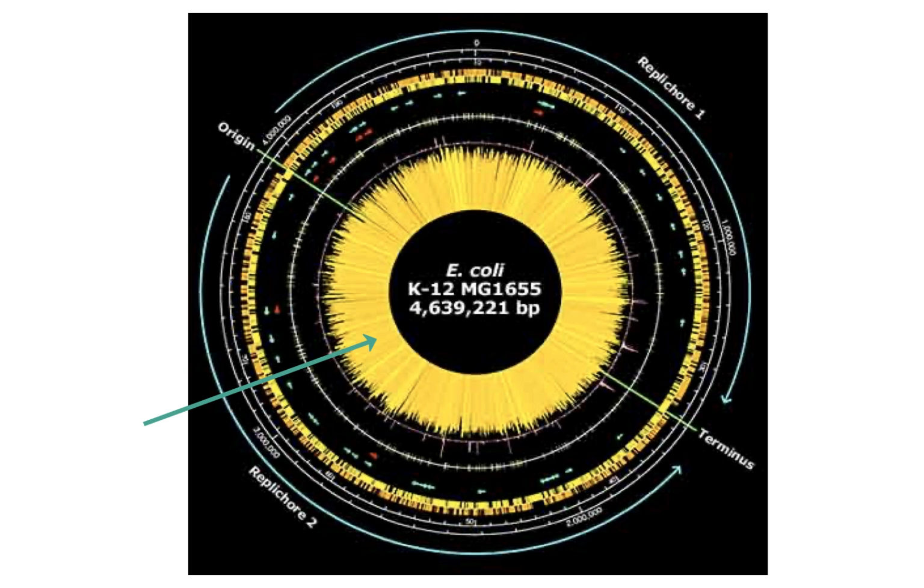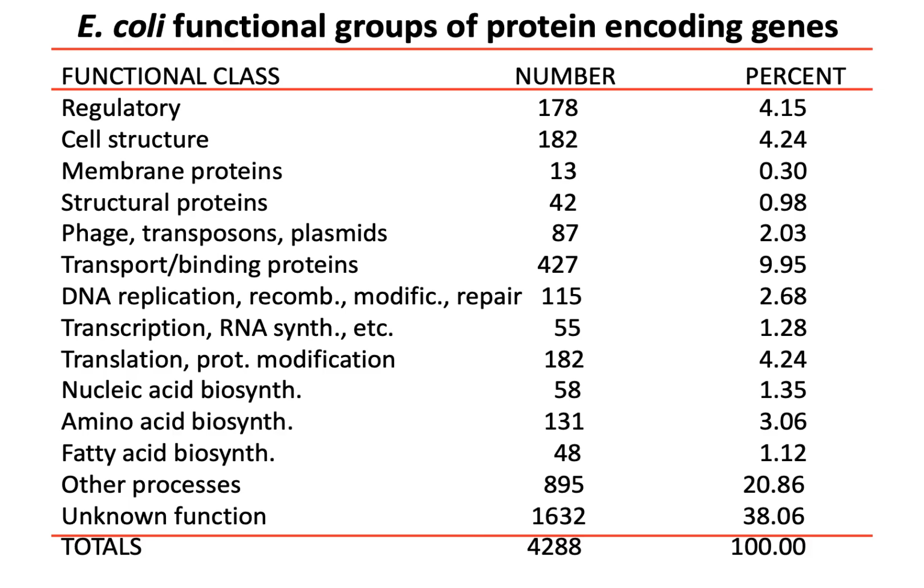The sort of star pattern in the middle here, originally they looked at whether there were any GC and AT rich regions. So that's all that that central part is. I won't discuss that much. It's not as important for our discussion. So here's a table of some functional groups of protein encoding genes. So about 4% is devoted to regulatory sequences, and then there are cell structures, membrane proteins, structural proteins, phage, and viruses, transposons, plasmids, etc., running down the line.